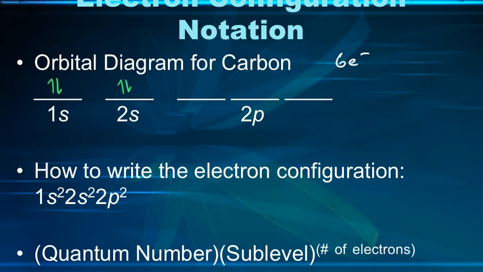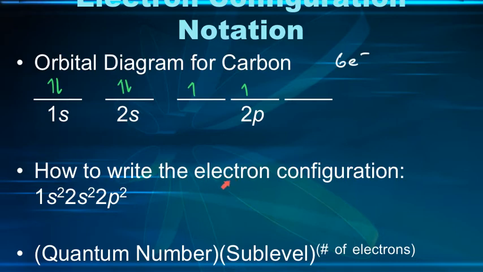I have two more electrons that need to then fill in within the 2p orbitals. So the first one, electron number 5, will go into the first orbital, and electron number 6 will have the same spin going into the next orbital. So that's what it would look like for carbon.